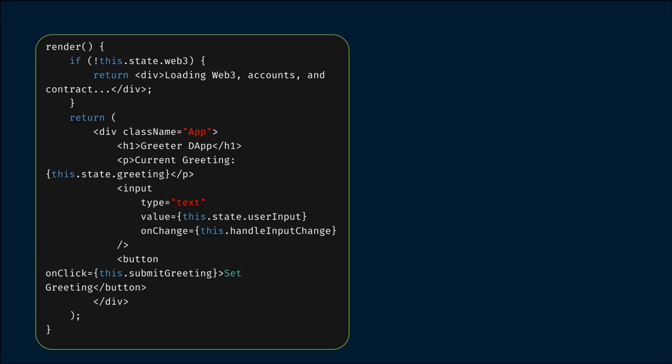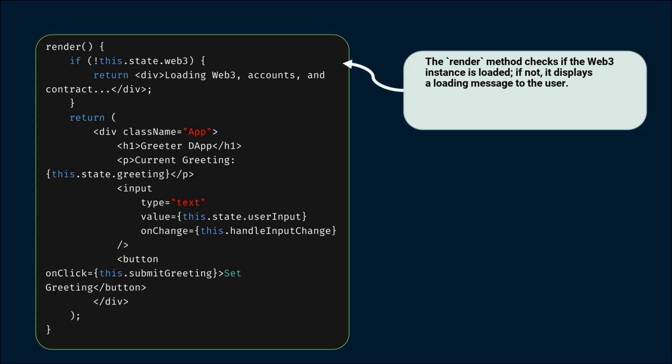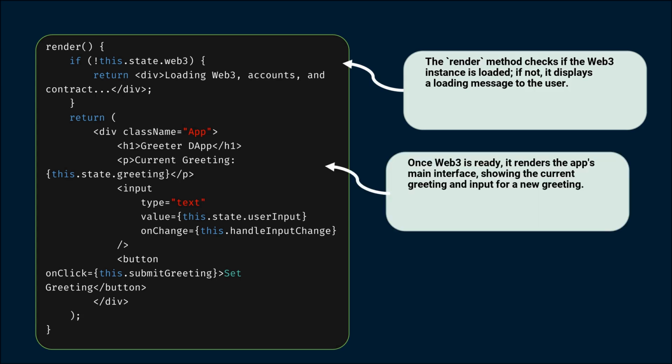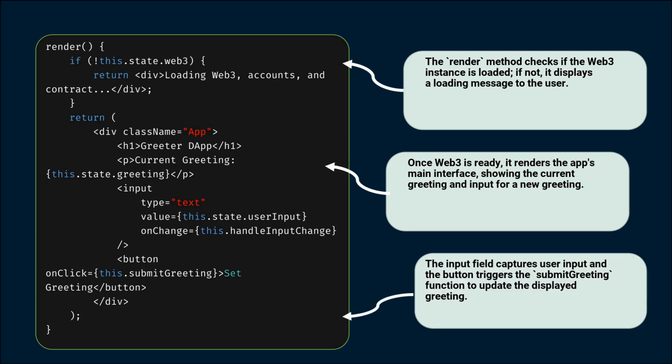the application. Now let's implement the render method to integrate both the display of the current greeting and the user input functionality. This method first checks if the Web3 instance is loaded, providing a loading message until it's ready. Once the application is prepared, we create a layout using a div container that holds all necessary elements.